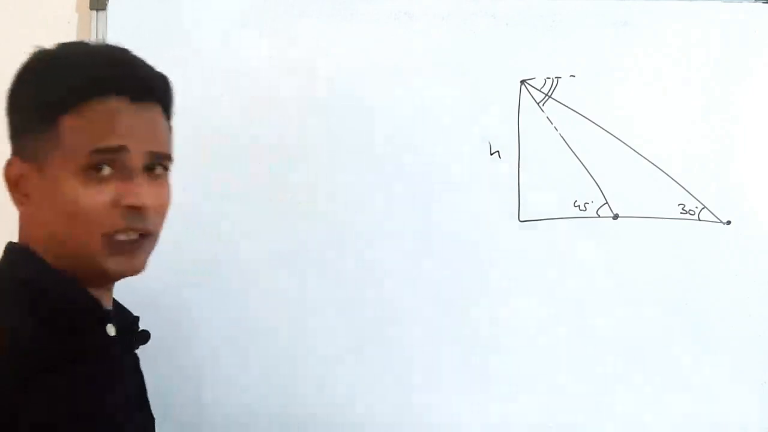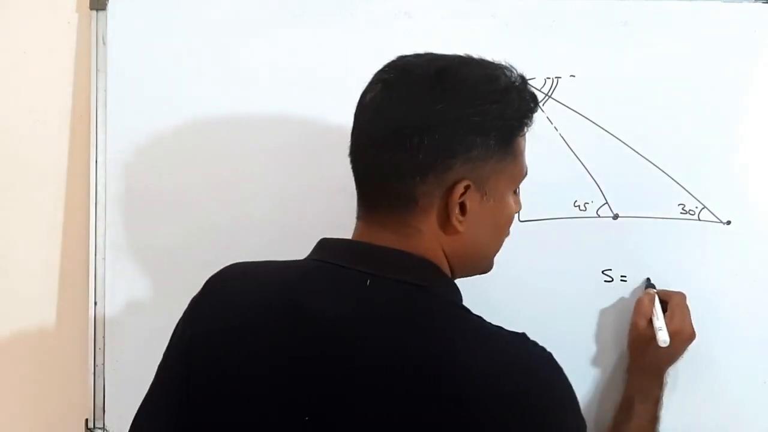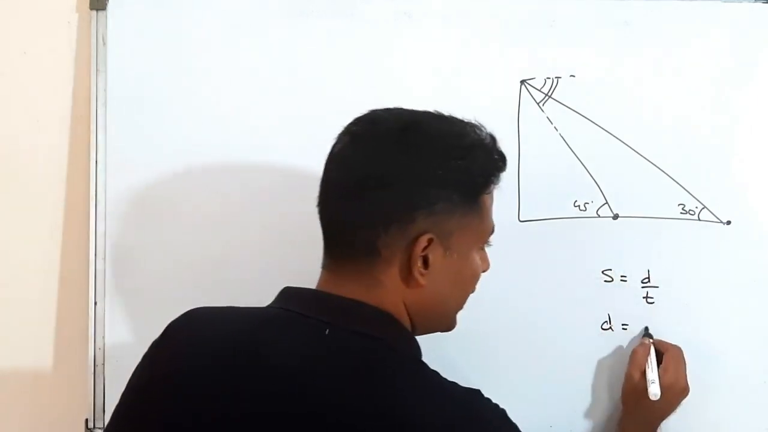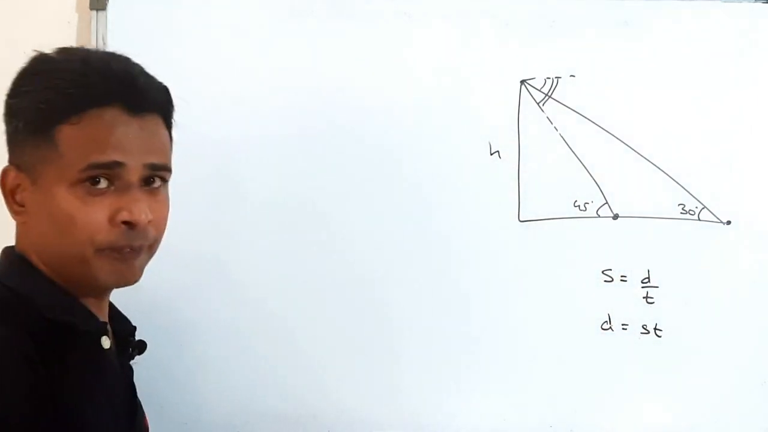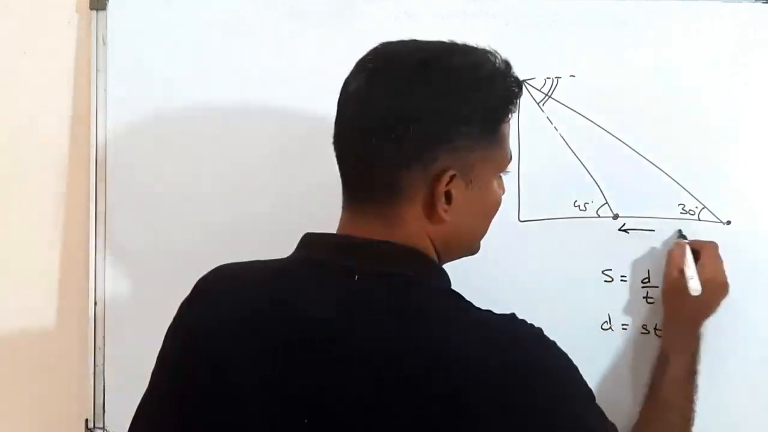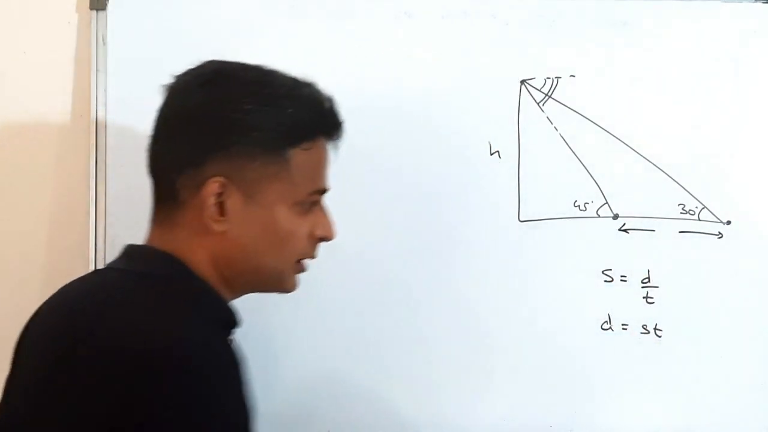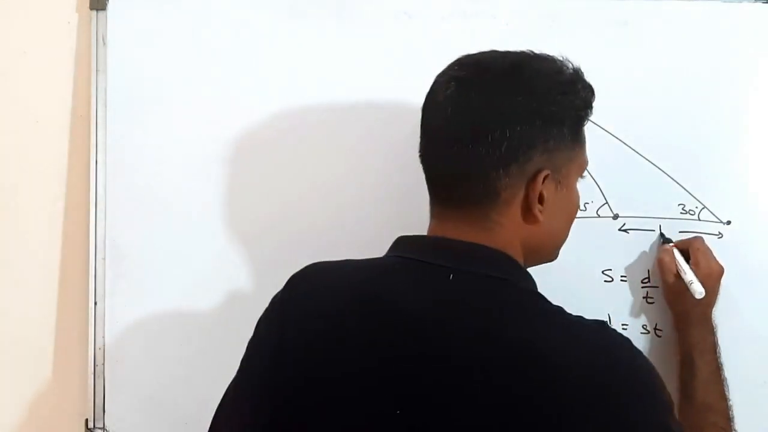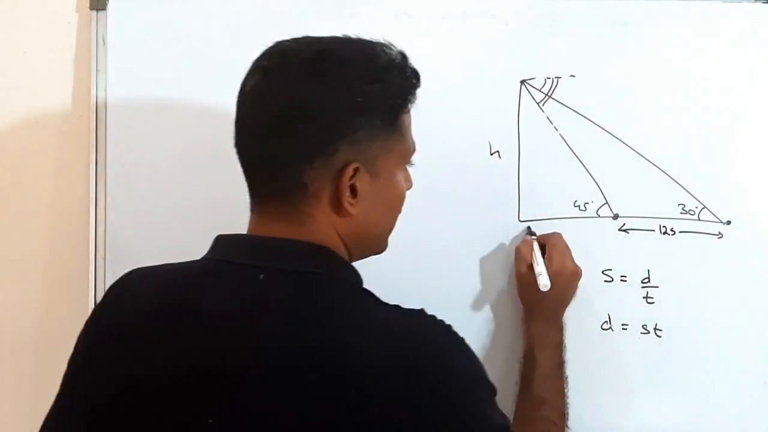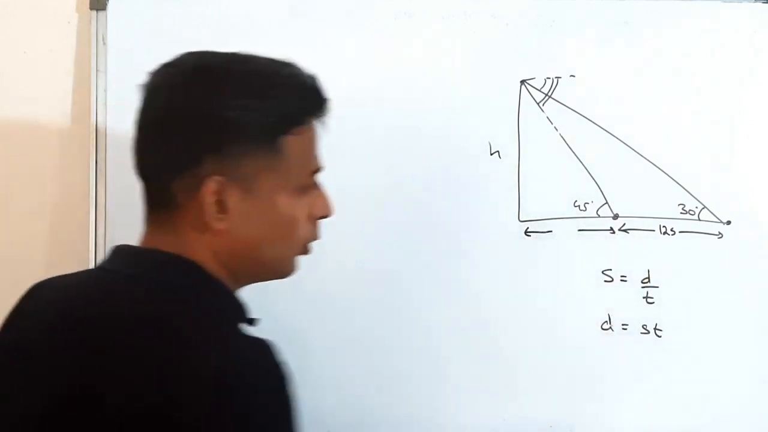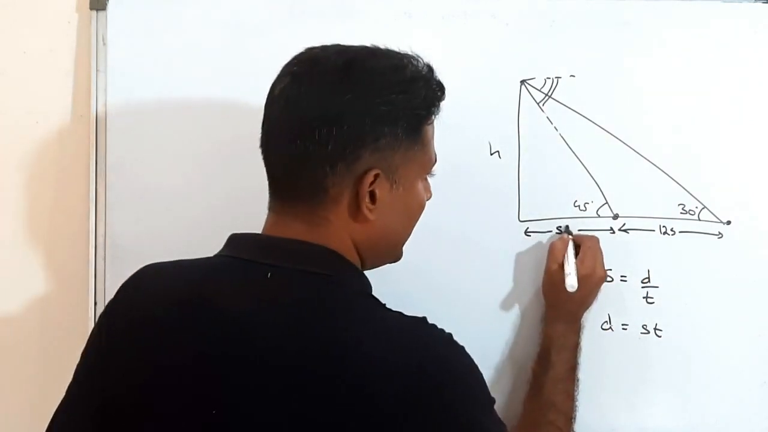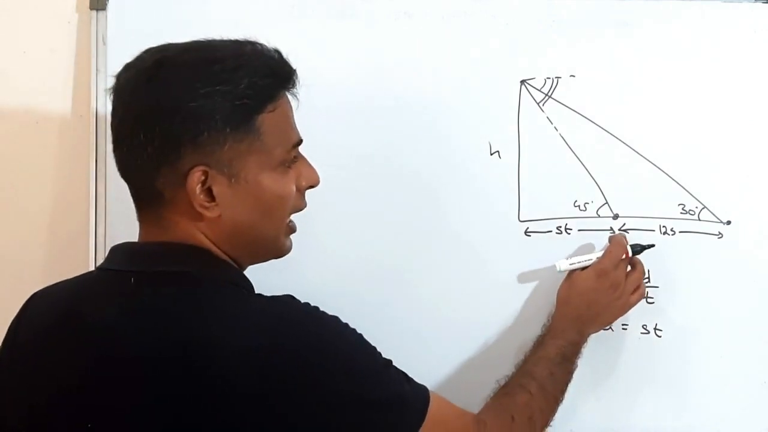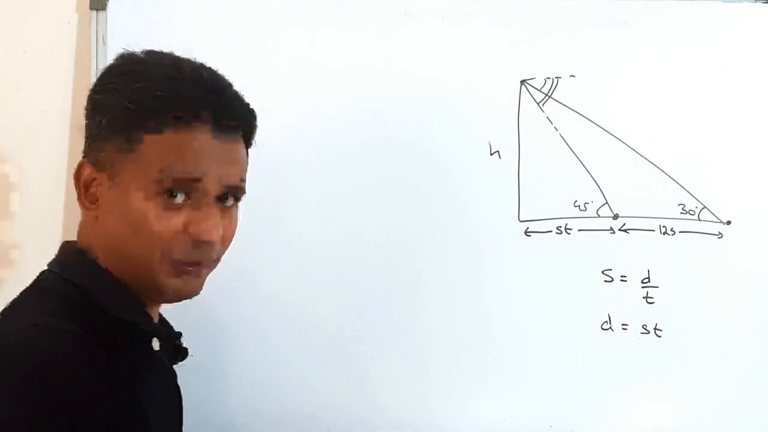So let height of the tower be h. Now speed equal to distance by time. This distance equal to speed into time. Alright. So what do we have? What is this distance? Speed into time. Speed we do not know, but time it took to come there was 12 minutes. So this will be 12 into s. And the distance here we neither know the speed nor the time. So let it be st. Alright. Now how much time did the car take to come from here to here is what they have asked.